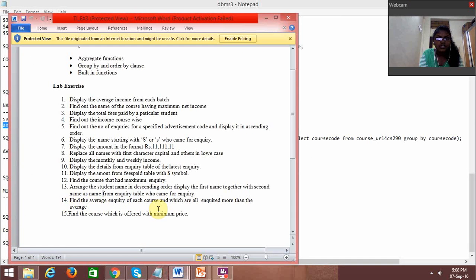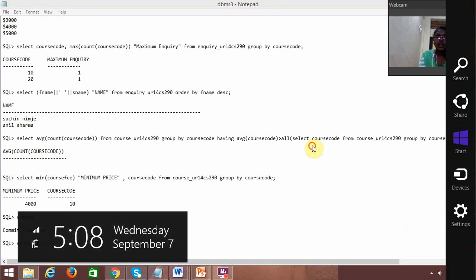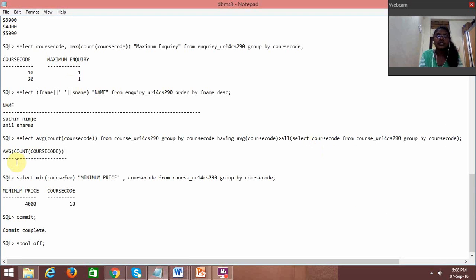Then find the average inquiry of each course and which are all inquired more than the average. So there's this average limit which we use to find what is the average number of inquiries. So any course code which is more than the average. Now since in our table we don't have any such thing, that is why it's empty.